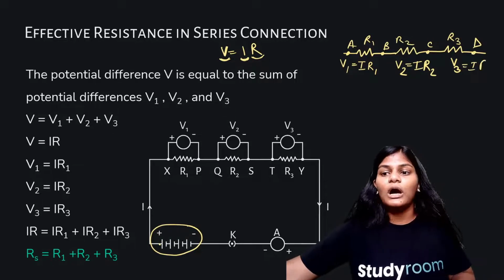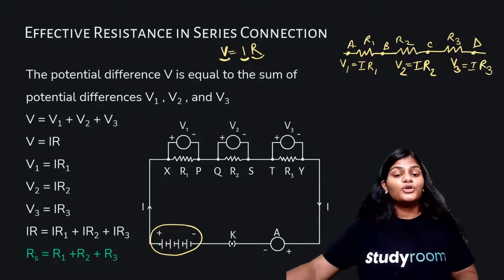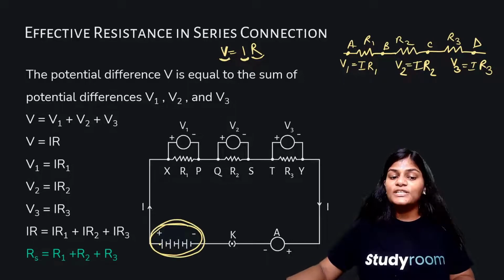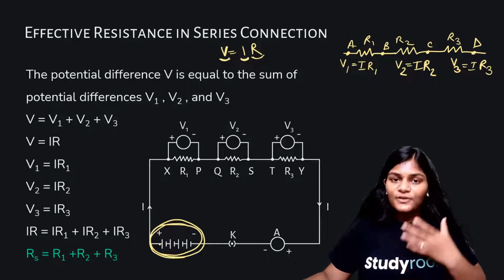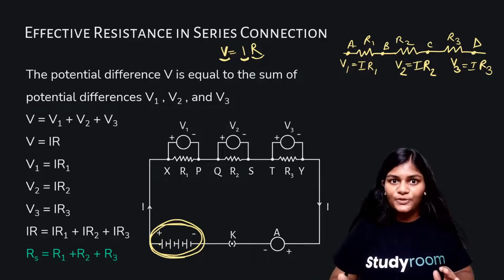Right? Now, you remember the battery. Come back to this given diagram here. This battery has some potential difference that it causes, right? It maintains a potential difference.